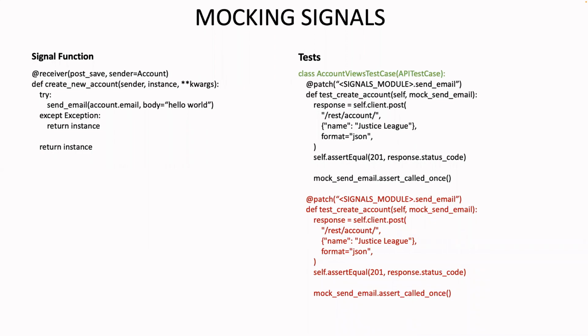So on the test side, because the signals are not part of the view set, they're separate, this is where things get interesting. You probably noticed that instead of specifying the module as the view set module, because that's where the tests are running, the tests are running the view sets, that's what they're running, right? But the signals are outside the view sets. They're triggered elsewhere. So we actually have to go and mock the signals module to get the send email or whatever function we're trying to mock.